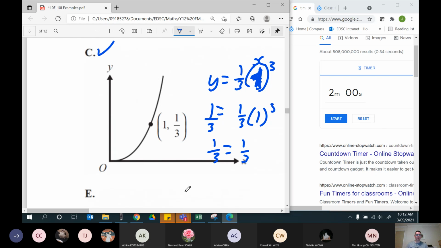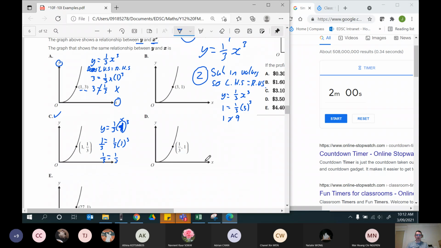Cool. So that's one way you can go about doing it, right? Does that kind of make sense? Okay, so I think it's C. Let's have a look. Did I do that right? It's a third. 1 is x, 1 cubed is 1, 1 times a third is a third. Cool, let's just do the rest of them to make sure we're right. So if that's x, that means y equals a third times a third cubed, which is going to be 9, 27. 27 times 3 is going to be like 90.